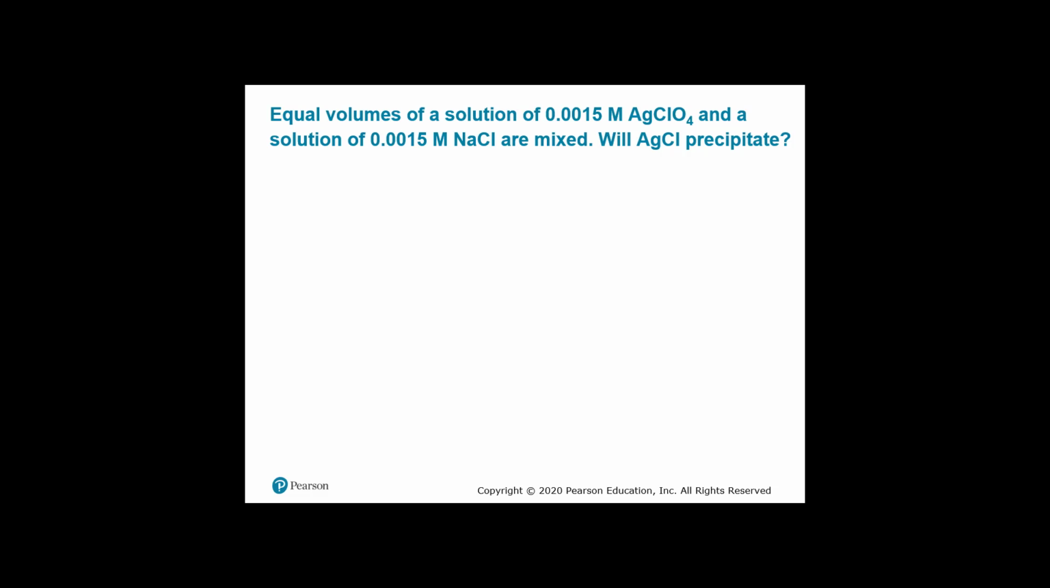Okay, so let's do some problems to understand Q and KSP. Equal volumes of a solution of 0.0015 molar silver perchlorate and a solution of 0.0015 molar sodium chloride are mixed. Will silver chloride precipitate? Will this become a precipitate? So we have two different solutions of the same molarity, both of them with the same volume.